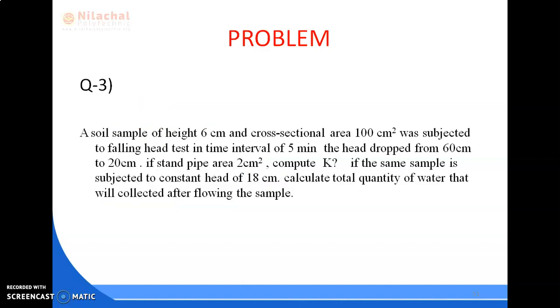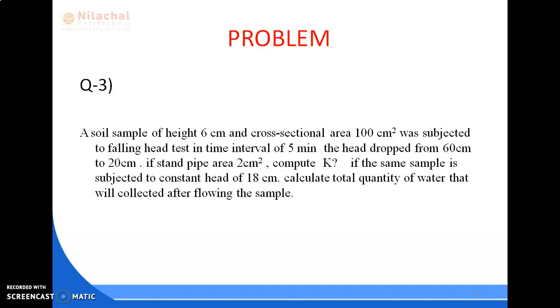Another problem. A soil sample of height 6 cm and cross-sectional area 100 cm² was subjected to a falling head test in a time interval of 5 minutes. The head dropped from 60 cm to 20 cm. If the standpipe area is 2 cm², compute K. If the same sample is subjected to a constant head of 18 cm, calculate the total quantity of water that will be collected after flowing through the sample. So this is our question.